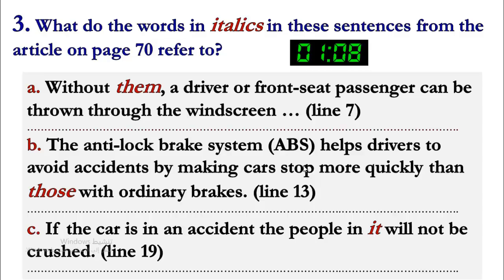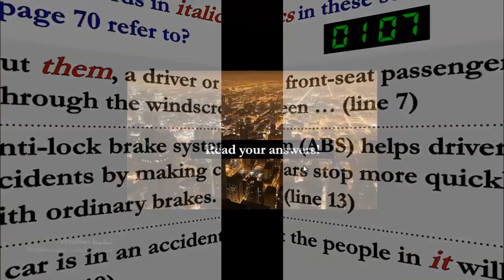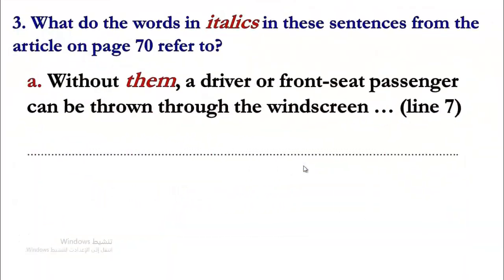Line 7, number A in line 7, who can answer? Without them, the driver or front seat passenger can be thrown through the windscreen. I think it's a very easy answer. It's about the seat belts.